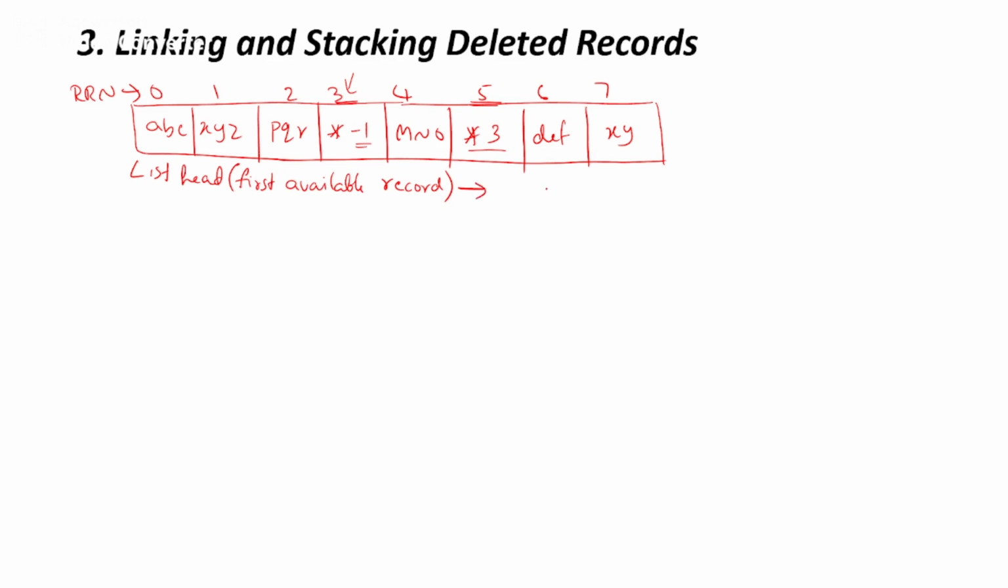So that is pointing to 5. Okay. So whenever you are going to add something, that will be added to RRN 5. If I want to add some AB, it will directly go and see where the list head is pointing to. It is pointing to 5. So in 5 it is going to add your AB.